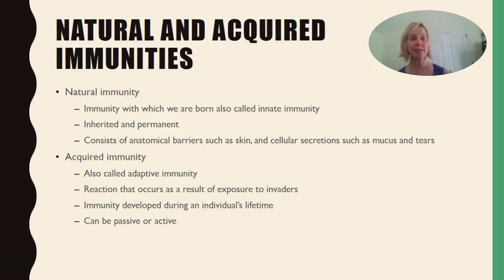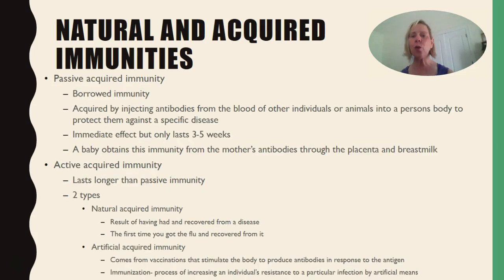And once it gets in, if it gets past the natural immunity barriers, then we now need our specific or acquired immunity. This is developed during your lifetime, so the longer you've been exposed, the better it is until you get older. And it can be passive or active. Passive acquired immunity is kind of borrowed immunity.